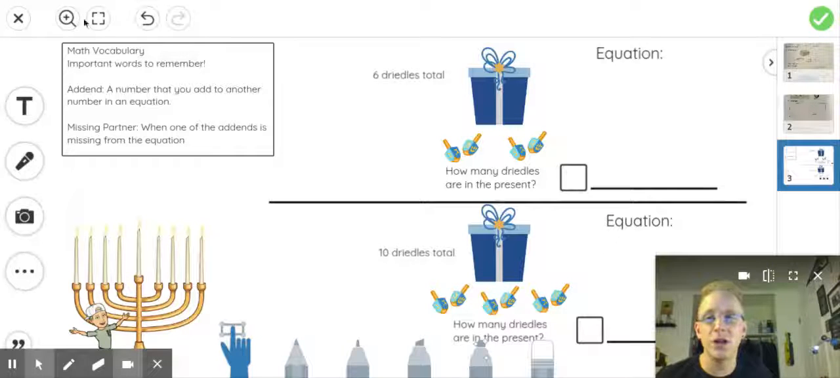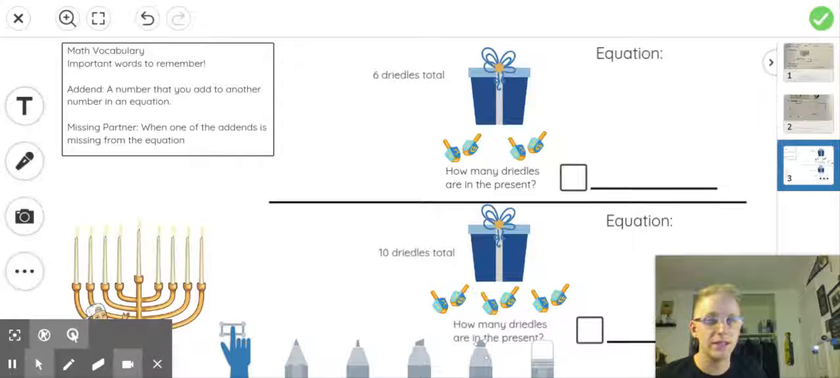First things first, let's draw our attention to our math vocabulary, those important words to remember. We learned about them yesterday. We learned about an addend. It's a number that you add to another number in an equation. So it's one of the numbers that we plus to another number. Our missing partner, that's when one of the addends is missing from the equation. So if one of the addends is gone, so say it's 6 plus blank, we know that we're missing something. So those are some things that we need to remember as we go through our lesson today.